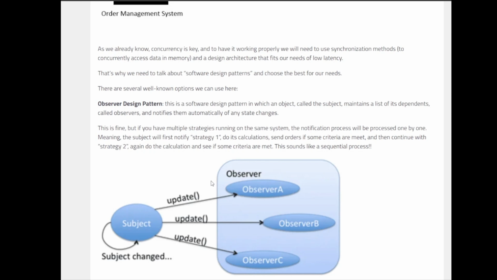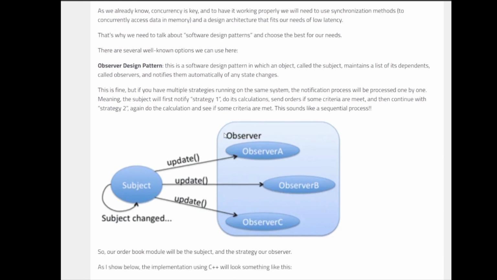So the bottleneck that we have in this particular design pattern is, let's say, we have multiple strategies running on the same system, but the notification process would be processed one by one. It will first notify strategy one to do its calculation and send orders if criteria are met, then strategy two again does the calculation and sees if the criteria are met. It's more of a sequential process. So that's where we have some sort of bottleneck.